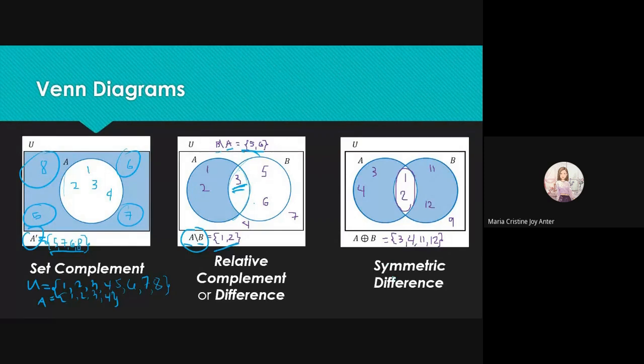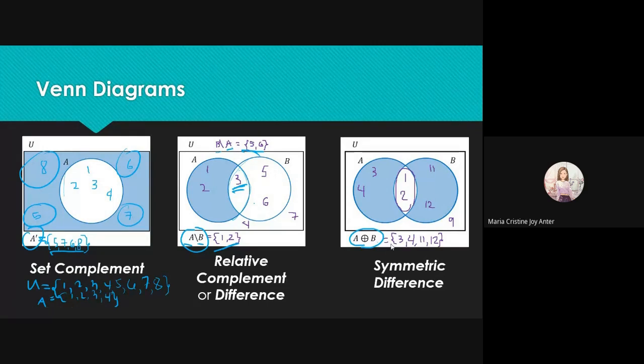And last but not the least is the symmetric difference. What is this symmetric difference? It is also a difference, and it can be written like this: A, symmetric difference with B. With the relative complement or difference, you take the elements that remain in one set after removing what is common to them. In the symmetric difference, it is like you take the union, but you remove their intersection.